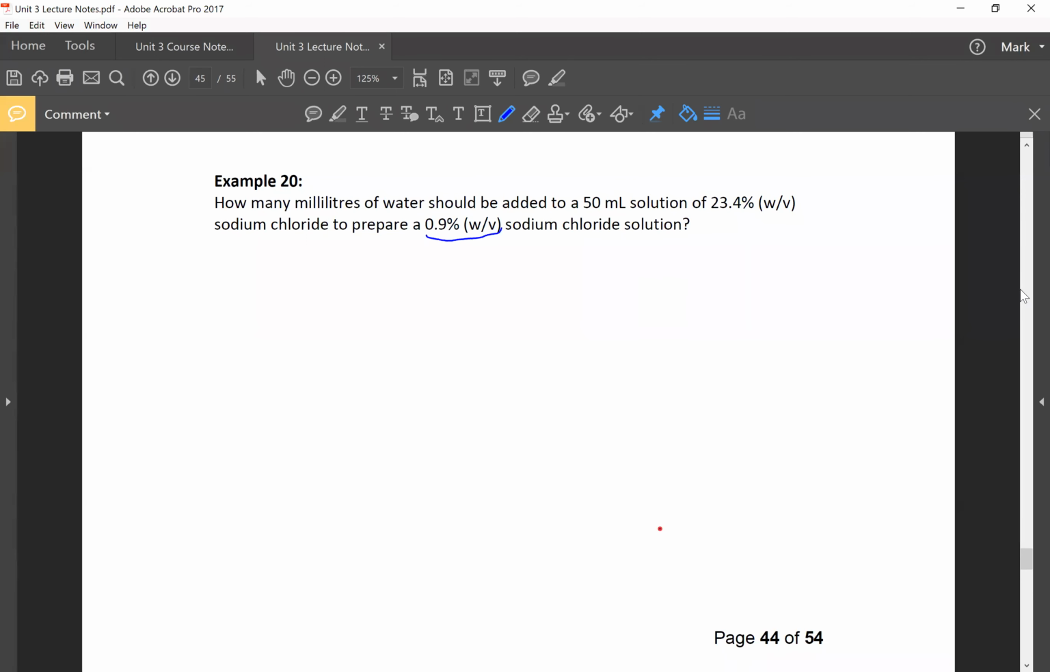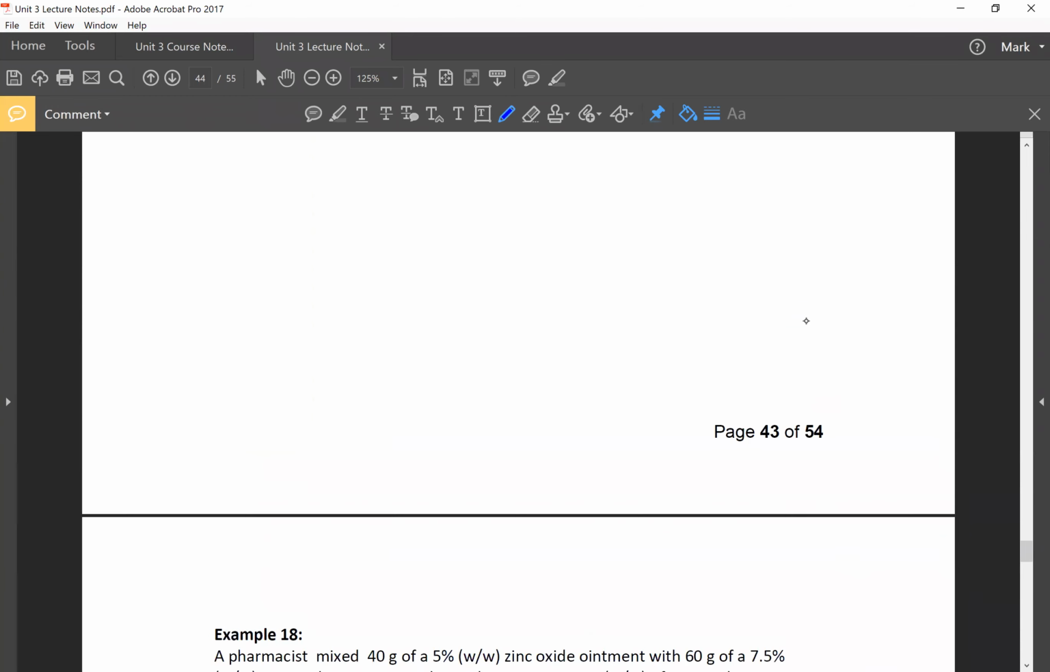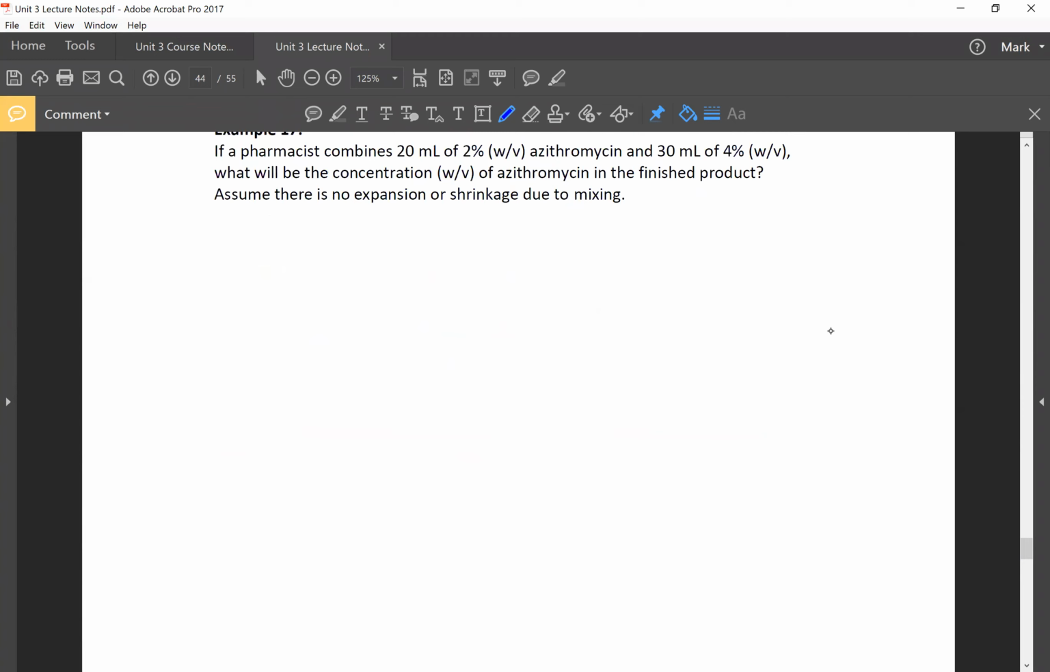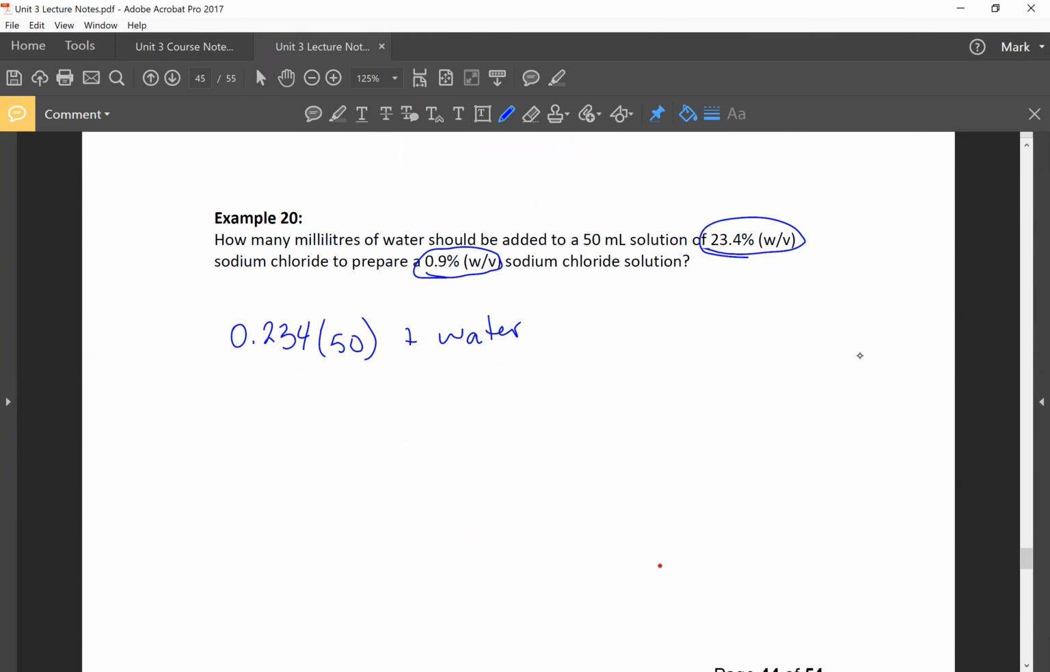Now, notice, the units here are the same, so I don't need to do anything fancy. So I'm going to start with 50 milliliters of a 23, oops, let me change that to a decimal, so 0.234 times 50. I'm going to add water to that. And I did that in the above question too. Just remember, when you add water, you're actually adding nothing. So the reason I'm writing water here is because the question is going to ask me about this. But remember, when you add water, that concentration is a 0.